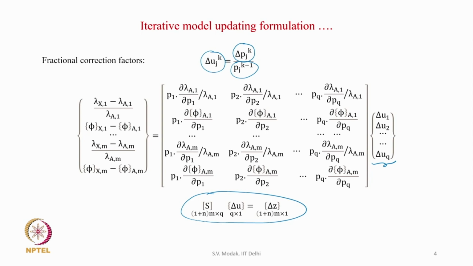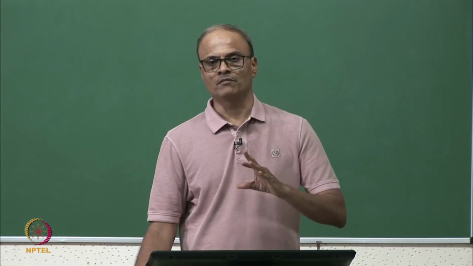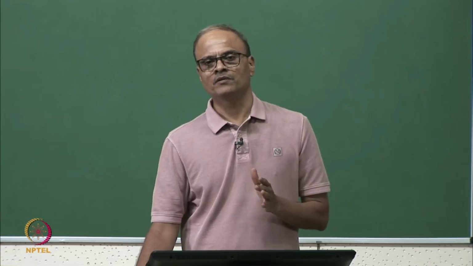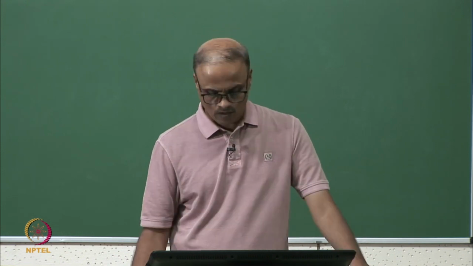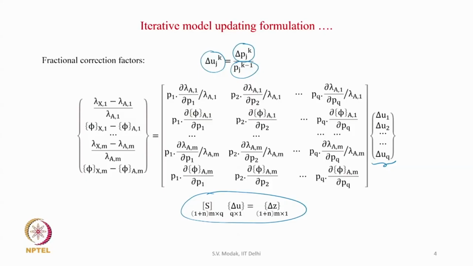Now, it is desired that these simultaneous linear equations are overdetermined, which means that the number of equations is more than the number of unknowns in the vector delta u. That will ensure that the estimate of the vector delta u is physically meaningful. So, these overdetermined equations can be solved using the least square technique, and we can obtain a least square solution for the delta u vector. Once we solve these equations, we get delta u.